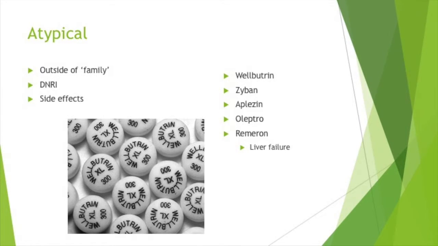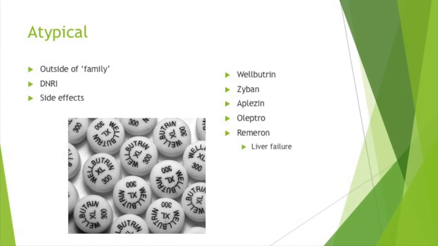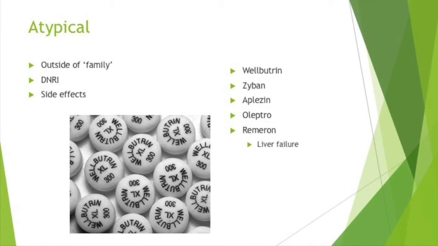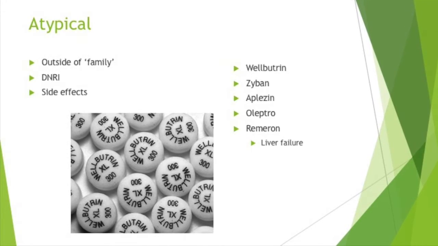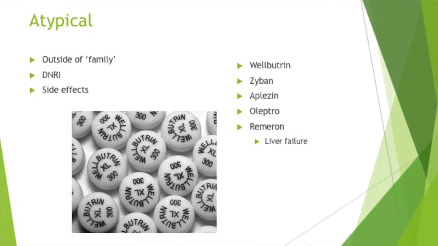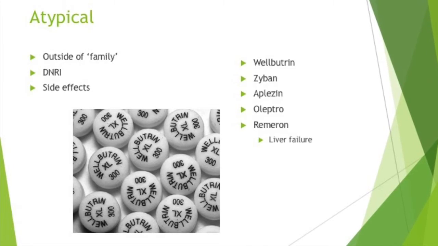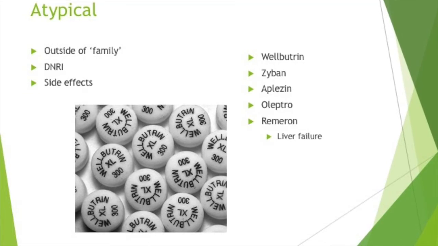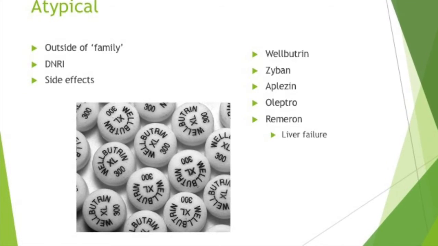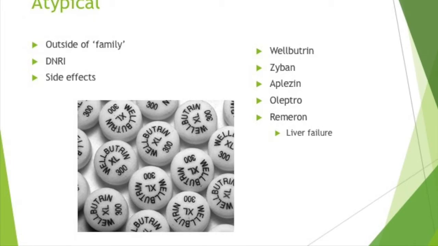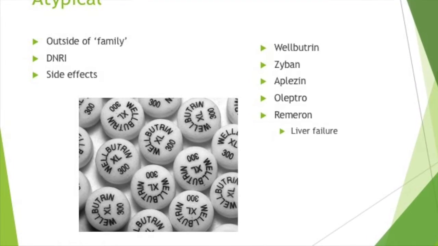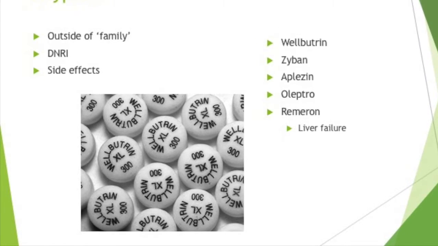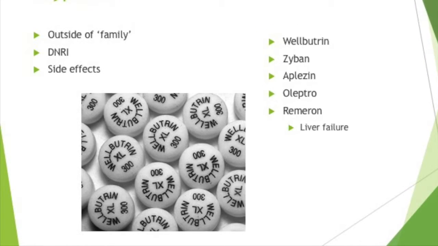Atypicals don't fit into one antidepressant group or family. The most well-known atypical antidepressant is Wellbutrin. This targets dopamine and norepinephrine cells and can be considered a reuptake inhibitor of these neurotransmitters, making it a DNRI. The side effects are primarily anxiety and insomnia, with a possible risk of seizures at doses more than 400 milligrams per day. Other forms of atypicals are used to avoid side effects with fewer doses per day. Remeron works on norepinephrine and serotonin, but due to the high number of liver failures, it is not prescribed in other countries and it is avoided in the US.